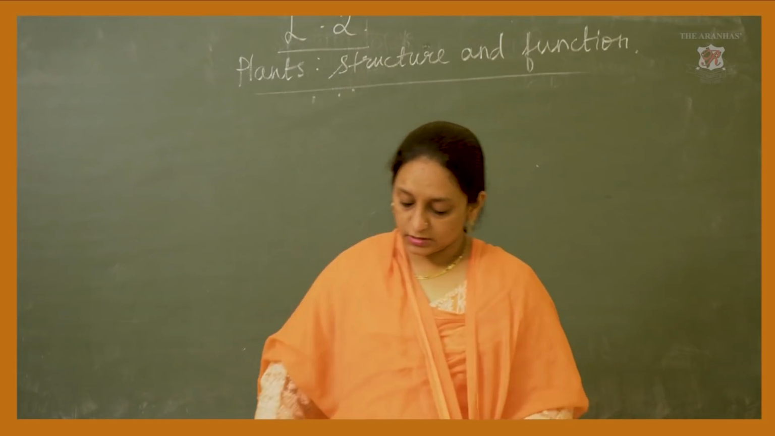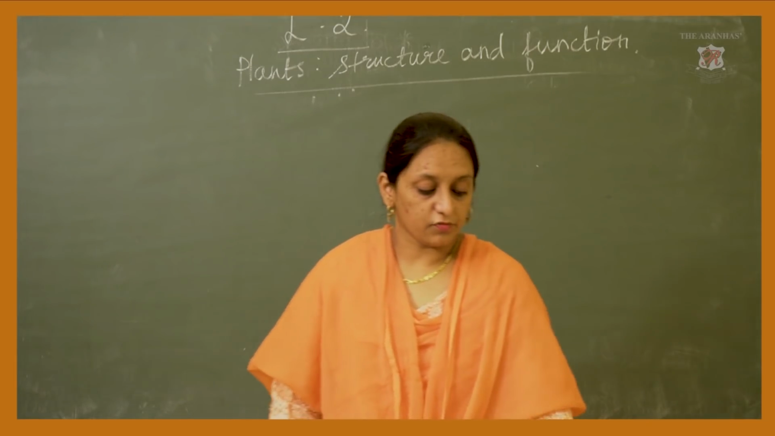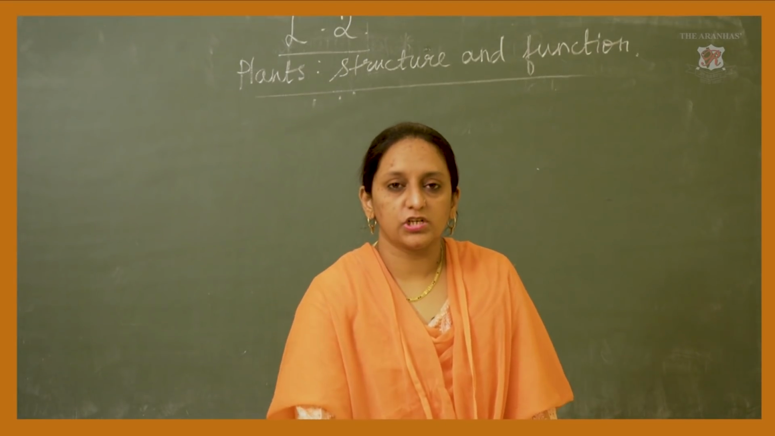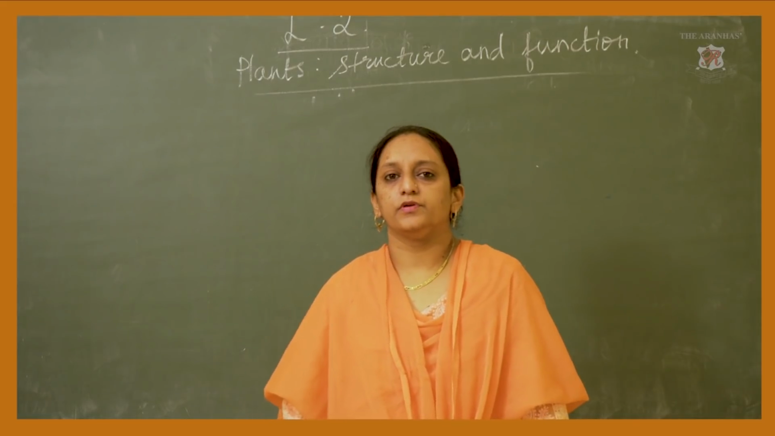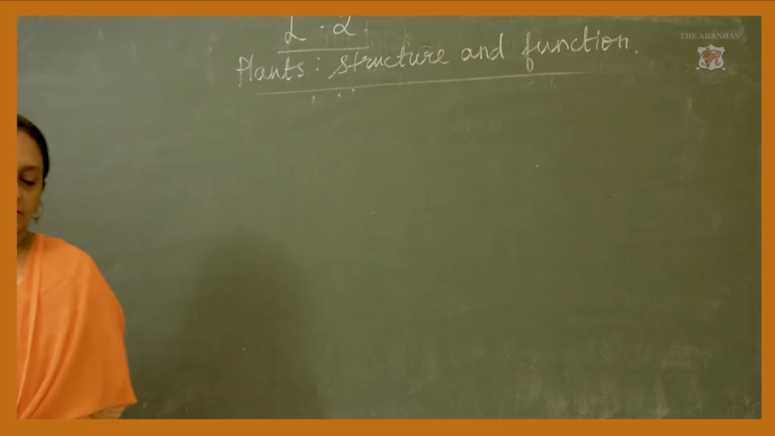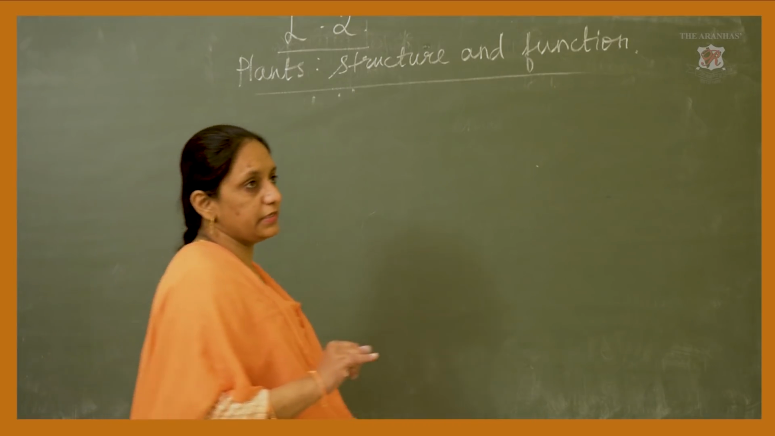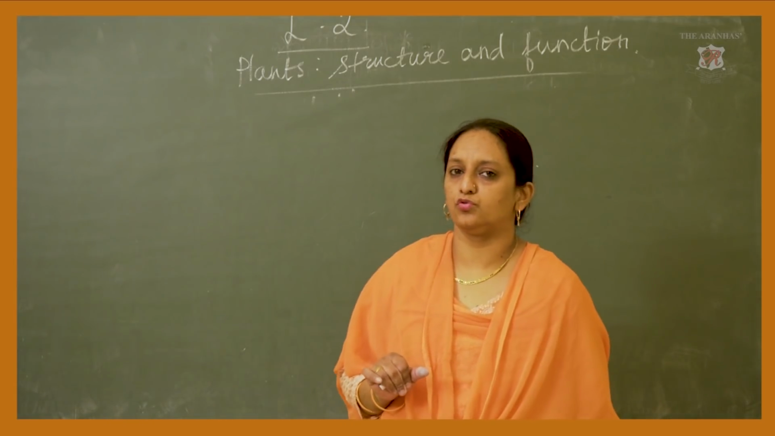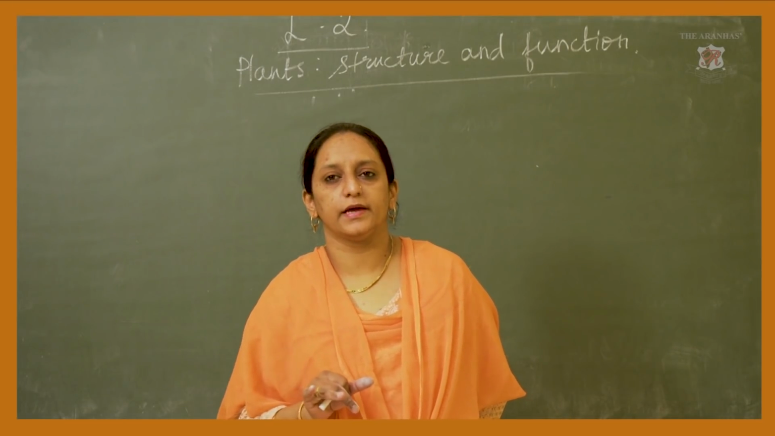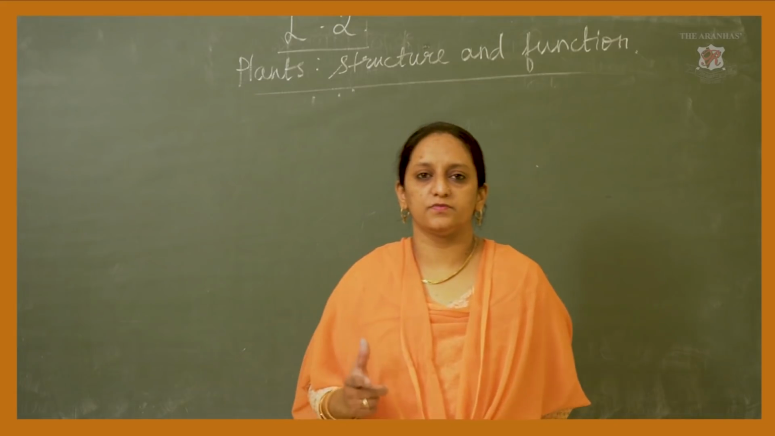Hello everyone. In the last lecture, students, we finished our chapter 1 and started chapter number 2, plant structure and function. In that we finished three parts of the plant, that is the root, which we studied in detail with the diagram and the functions of root. Then I explained to you the second part of the plant, that is the stem. I drew a diagram and explained its functions.